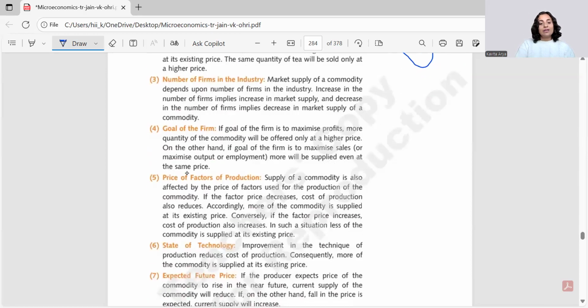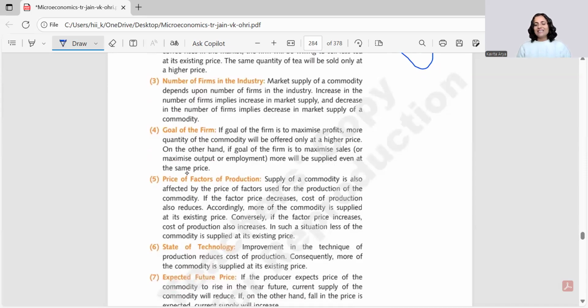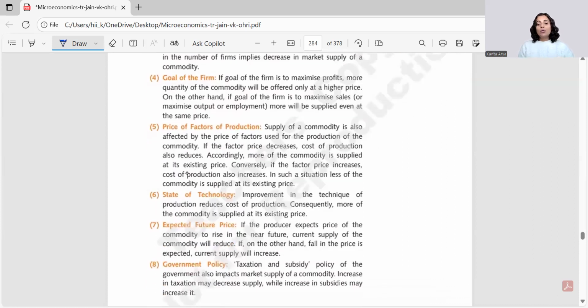Okay. Now the number of firms in the market, of course, yes, more the firms, more the suppliers, more the supply then. Okay, so it's a clear positive relationship. Goal of the firm. Now, if the goal is to maximize profits, the quantities or the supply would be offered at higher prices only. But at times you would have seen that some people do not enter the market with profit maximization, but they want to trap the market.